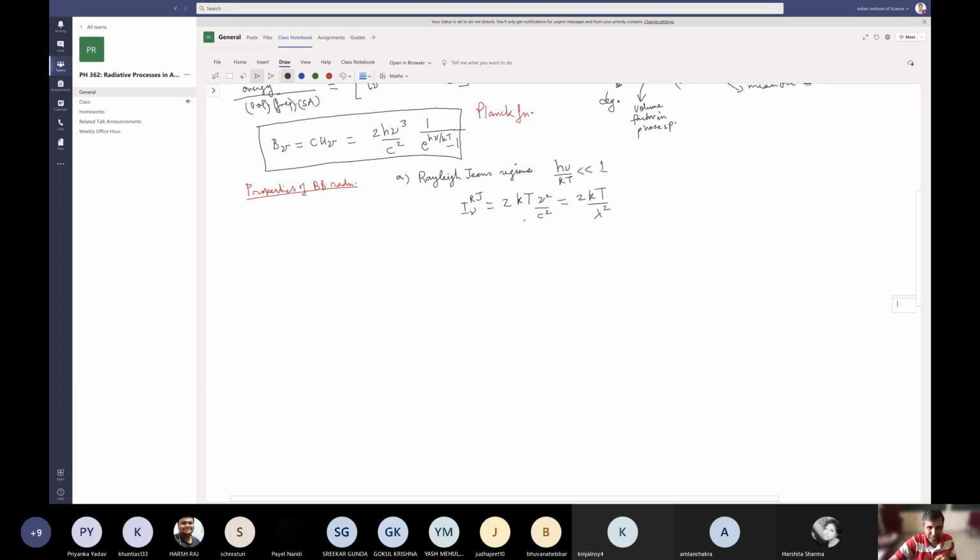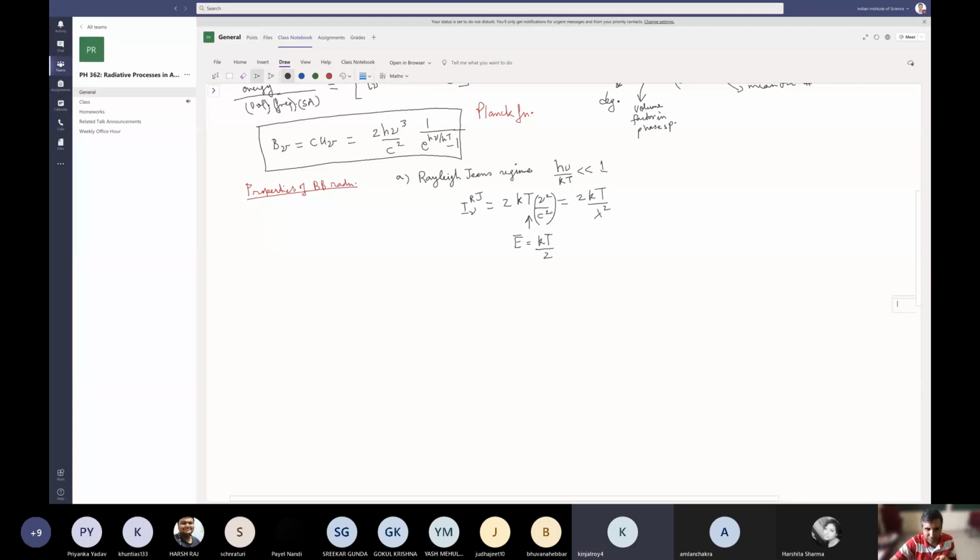In fact, the interpretation of this is also quite straightforward: this is the number of degrees of freedom, which is proportional to nu squared, the phase space volume. And then every degree of freedom has kT by 2, E bar equals kT. So every degree of freedom has energy kT by 2. This can be interpreted like that.